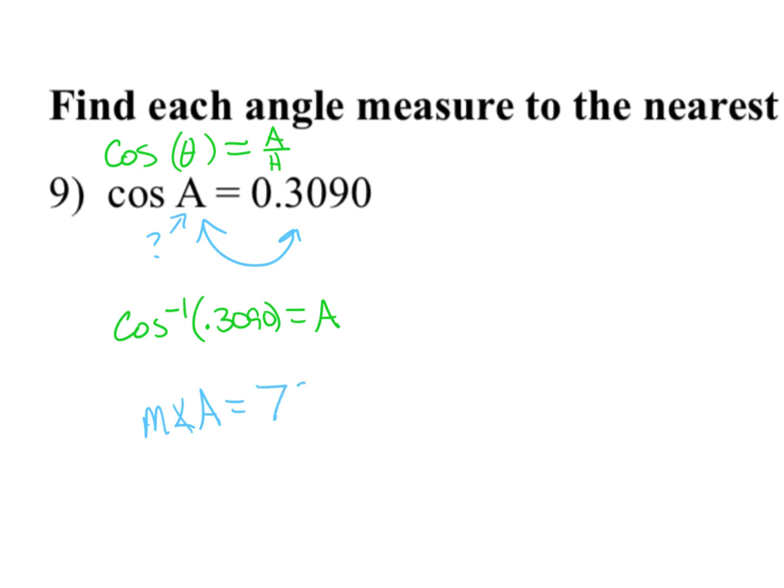72. Can anybody second that? 72. If you're going to write it the proper way, it would be measure of angle A equals 72. Because if you just say A equals 72, it's not the proper way of saying it. I'm not going to take off if you don't put it, but that's just the proper way of writing it.